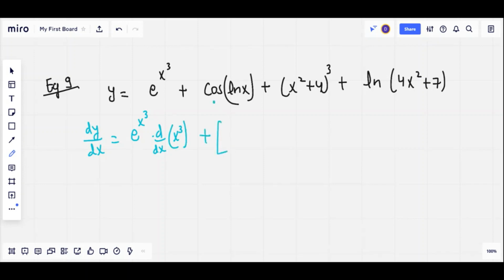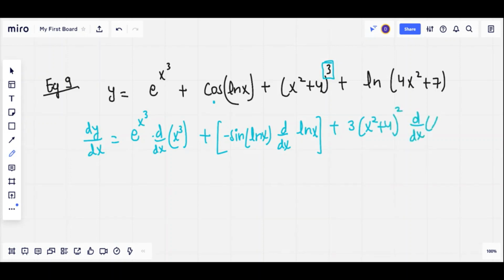Differentiation of cos is minus sine of something, and then we go inside and we differentiate ln x using the chain rule. For the power, whenever we have a power, we apply the power chain rule. So power comes down, power decreases by 1, which is 2, and then we go inside and we differentiate x square plus 4. Then differentiation of ln of something is 1 over something. We go inside and we differentiate 4x square plus 7. So this is what we are getting.